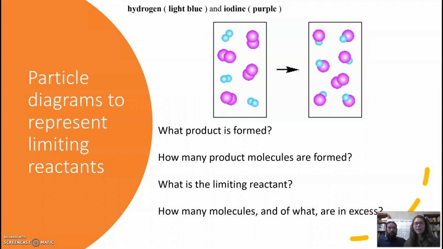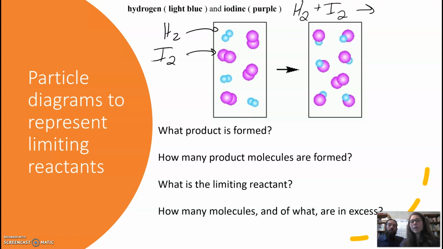We can use particle diagrams to represent this concept of limiting reactants. So here we're talking about actual chemistry. Hydrogen is light blue, so these are H2 molecules, and the iodine are I2. So we're reacting hydrogen and iodine to make what? So this is one question here down below. What would we make?